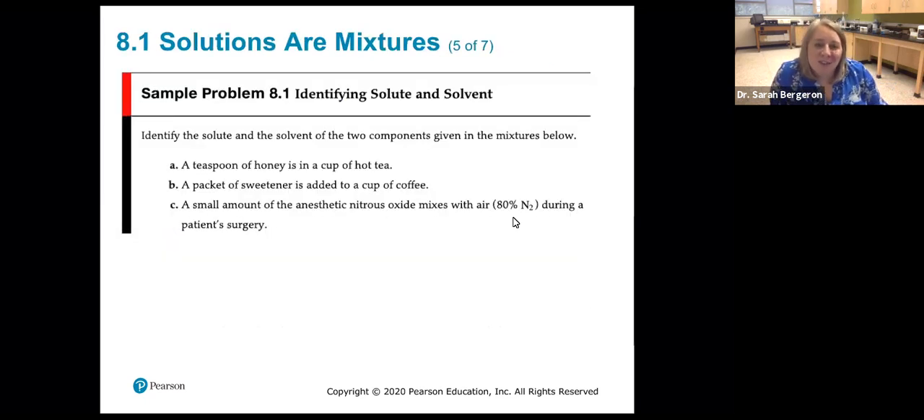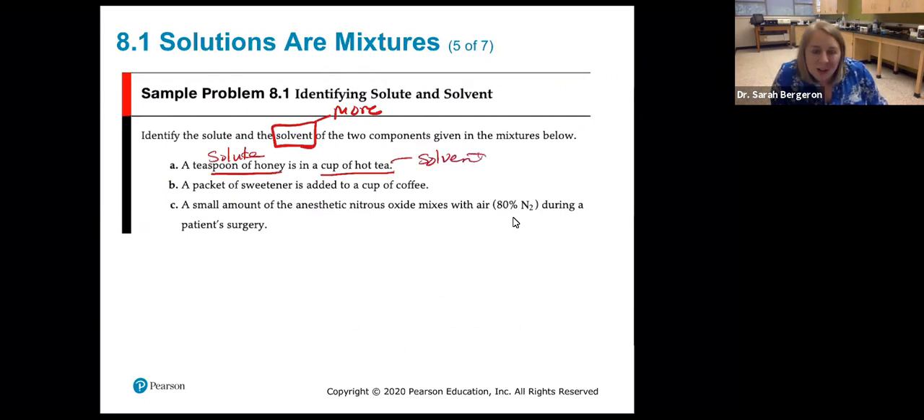All right, so identify the solute and the solvent of the two components given in the mixtures below. Remember, solvent is there in higher concentrations. So you have more solvent than solute. So a teaspoon of honey is in a cup of tea. A teaspoon of honey is my solute. My cup of hot tea is my solvent.